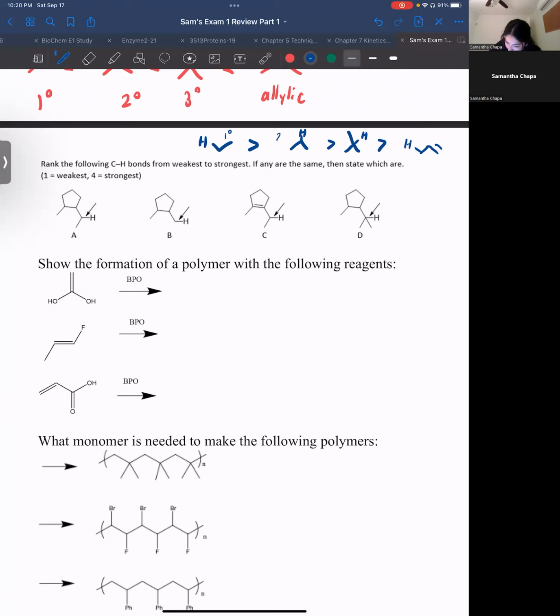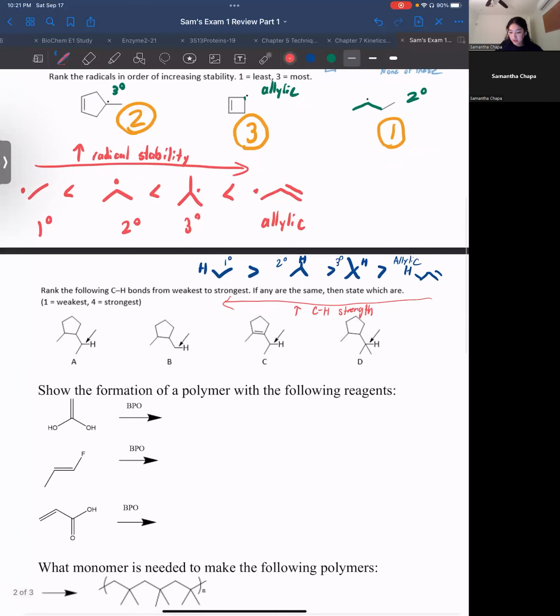So primary, secondary, tertiary, allylic. And so going towards the right, increasing carbon-hydrogen strength. The reason that the primary carbon-hydrogen bond is stronger is because it doesn't want to become a radical, like on this one over here.